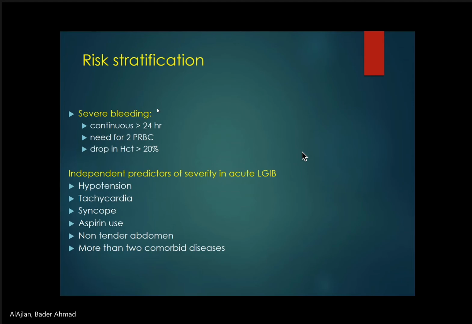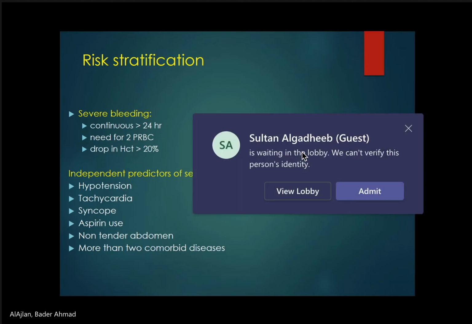To know exactly what the definition of severe bleeding is: bleeding for more than 24 hours, needing at least 2 units of blood, or a drop in hemoglobin of more than 20%.